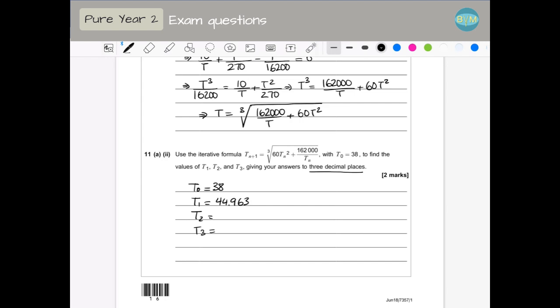So this one is 44.963. This one is 49.987, and this one is 53.504, to 3 decimal places.